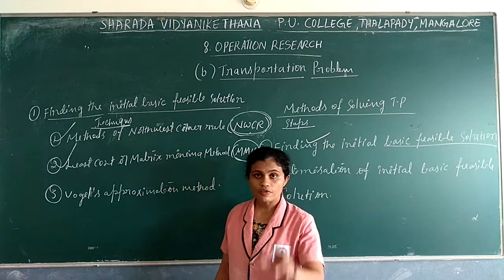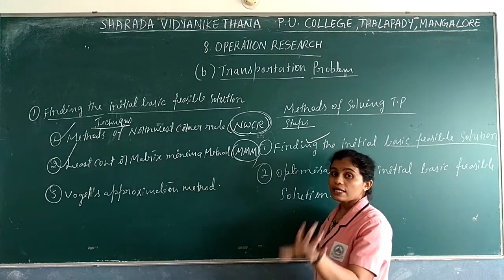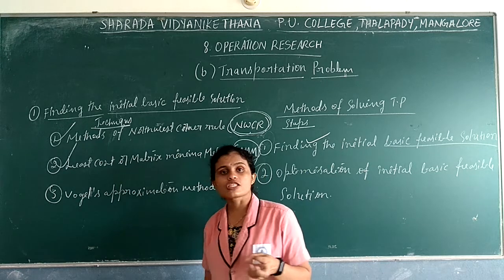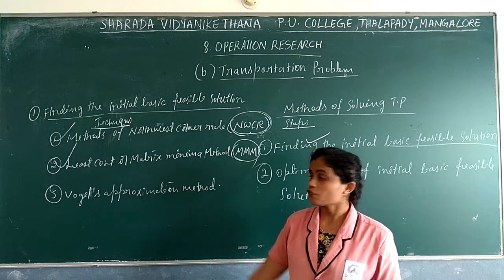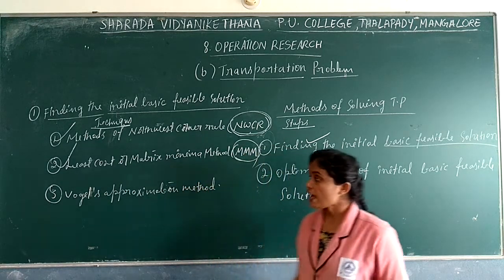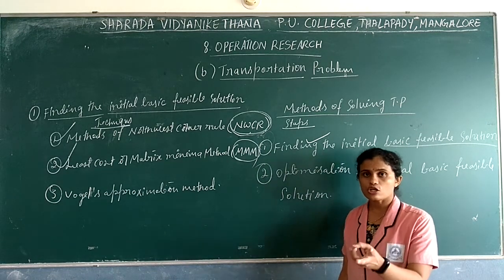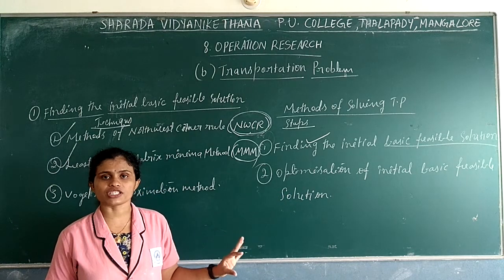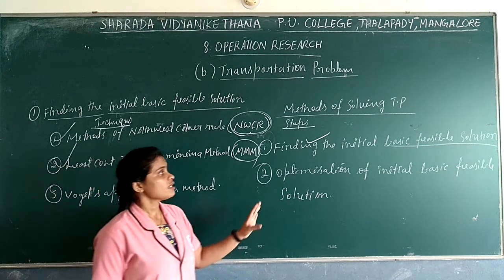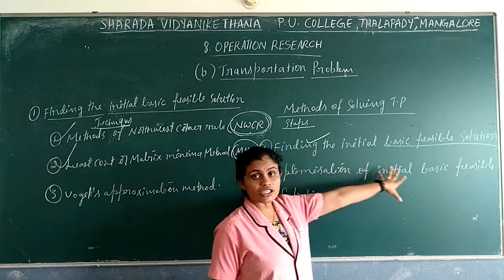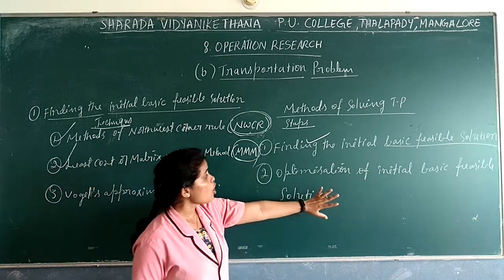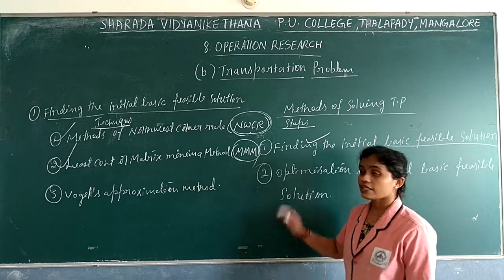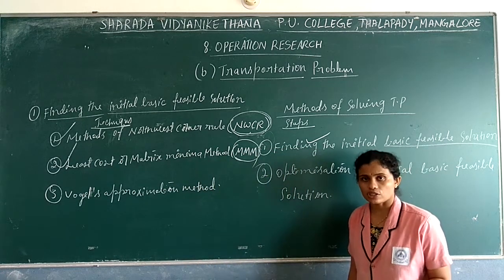See, these questions also will come for 2 marks. Write the two techniques or the two methods to obtain a basic feasible solution. First method is northwest corner rule and second one is least cost method. This may come for 2 marks. Even this question may come: write the methods of solving a transportation problem. That is finding the initial basic feasible solution and optimization of the initial basic feasible solution. This is about the methods and techniques which you are going to study in this topic.